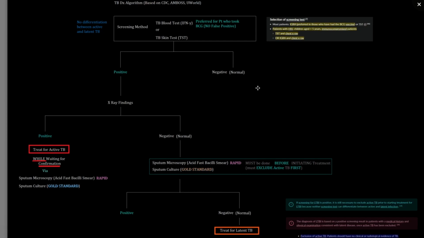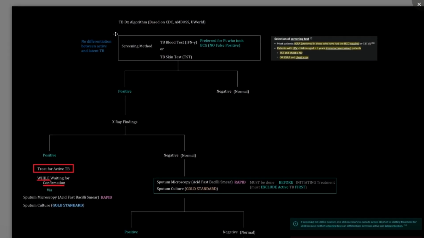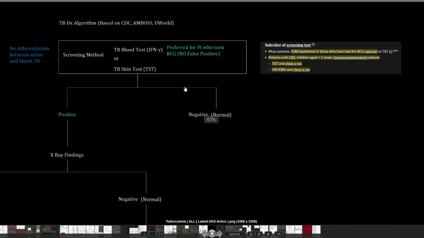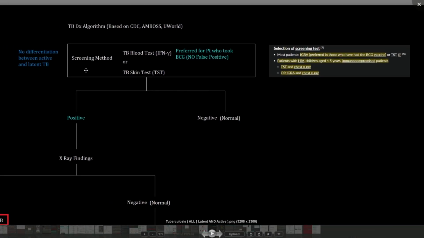So the elusive thing is when the examiner is asking you about how you are going to approach those patients, okay? What is the first or the initial test? How are you going to proceed after that? So I have made this simple yet, I think, very sufficient algorithm. As far as the Step 2 exam is concerned with the diagnosis of tuberculosis, this will be sufficient and you will solve most if not all the questions.